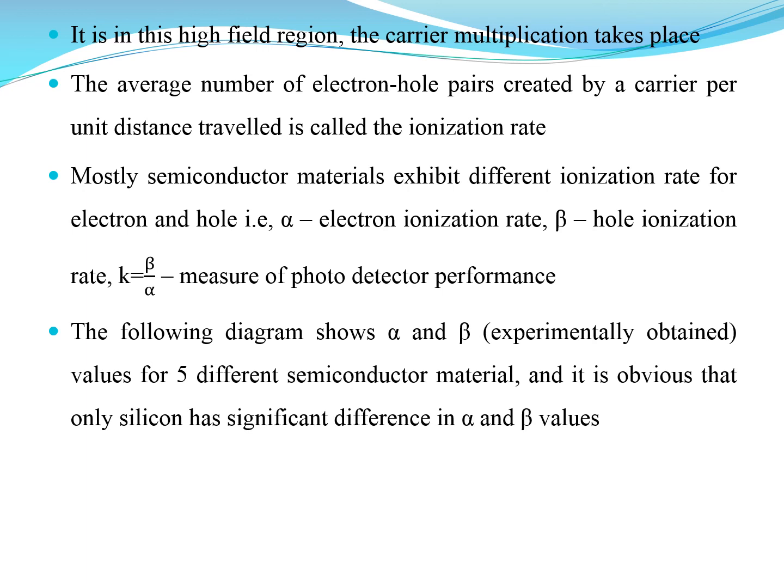So mostly semiconductor materials exhibit different ionization rates for electrons and holes. That is, the electron ionization rate is referred to by alpha and the hole ionization rate is referred to by beta. If I want to measure the photodetector performance, I have to look into the ratio of the hole ionization rate to the electron ionization rate. That is, k is equal to beta by alpha, which measures the photodetector performance. So we look into the diagram where alpha and beta are experimentally obtained values for 5 different semiconductor materials.